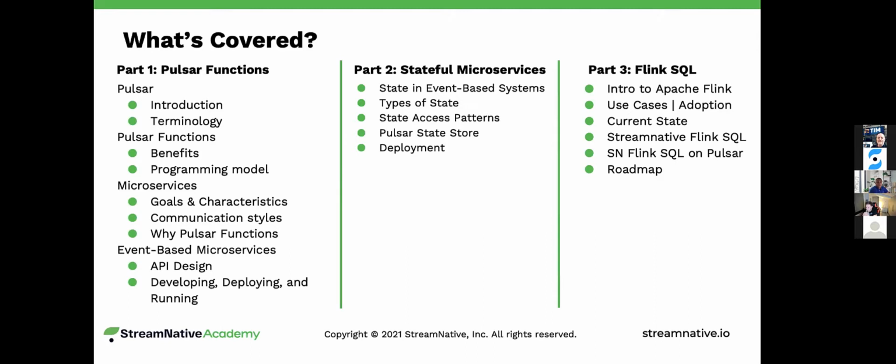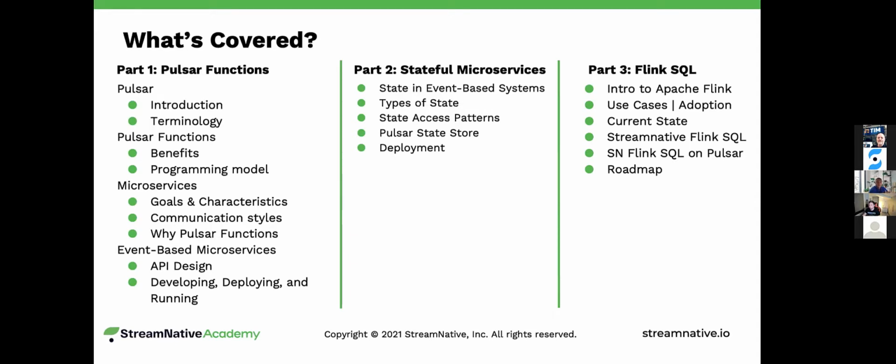Then we'll take a moment to do a little bit of theory just on microservices themselves, focus on the goals and characteristics of what they are, what they're intended to do, and some of the different communication styles they use to interact with one another. Obviously, as you break the monolith into smaller pieces, it's critical that these smaller microservices are able to interact with one another. We'll focus on some of the communication styles that are available and how we can implement those using Pulsar functions.